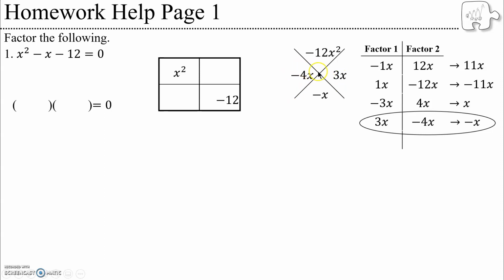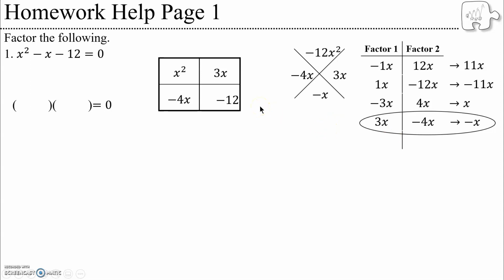And then, since we filled in our diamond, we can also fill in our generic rectangle, 4x and 3x. You may have noticed over here, I did forget one of the factors of 12. It could have been 6 and negative 2, or negative 2 and 6, but that would have given us 4x and negative 4x respectively, which we don't need.